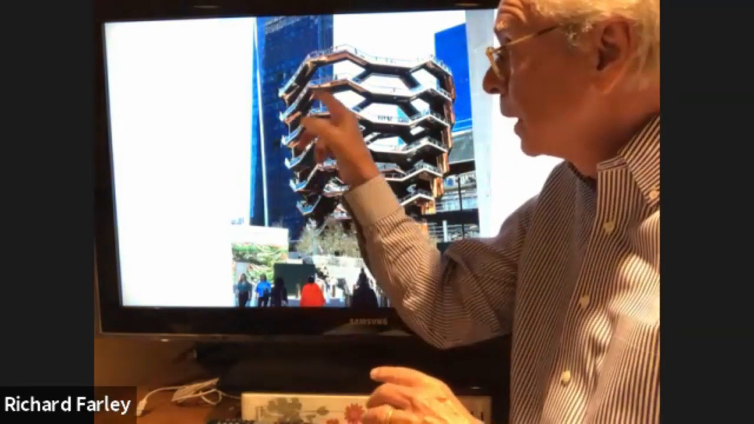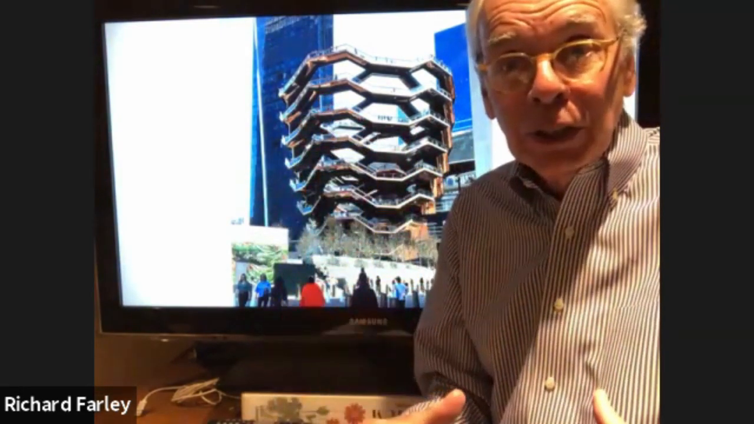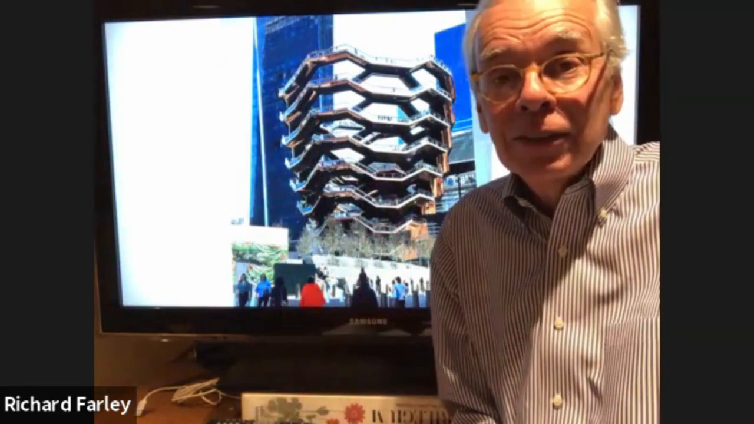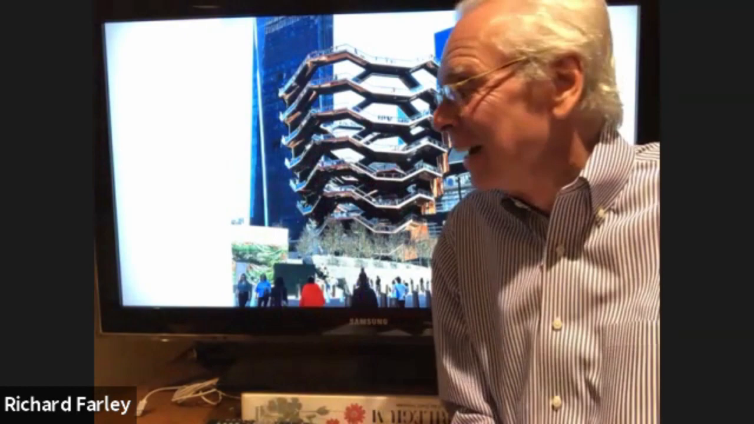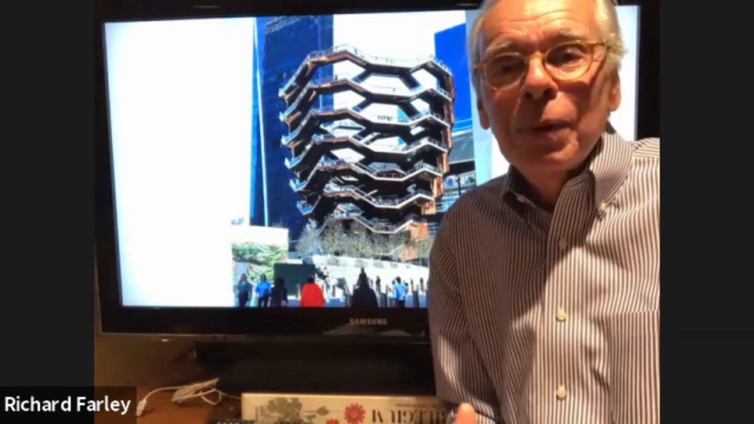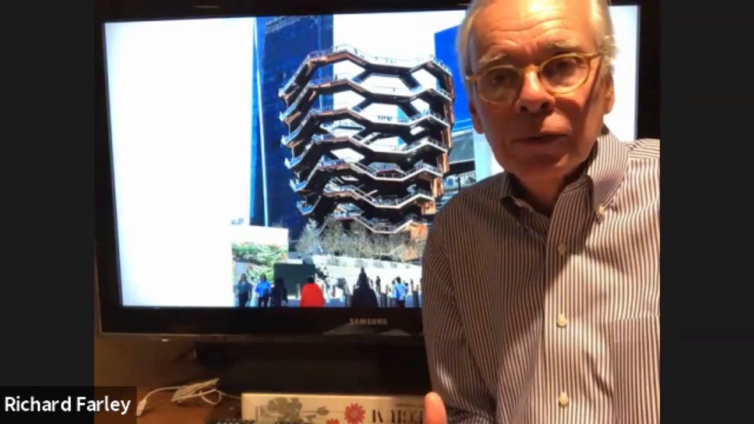There are no columns in here. So somehow that load is all being channeled down through the frame of this structure and brought down into the foundations, and all done quite safely and properly with stability at hand. So, exciting things by understanding the basic principles of physics.